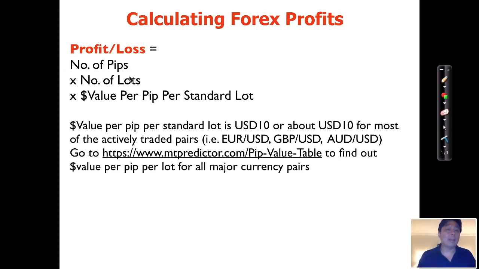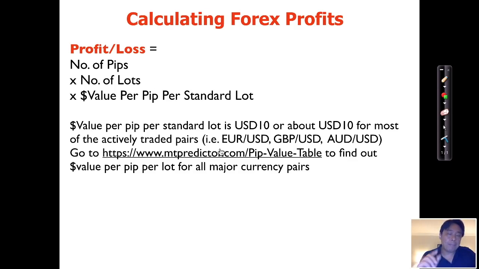So you understand the number of pips, right? 20 pips, 100 pips, right? You understand the number of lots, right? So one lot, 100,000, two lots, 200,000, okay? You understand that. Now, what is the meaning of the dollar value per pip? In other words, how much is one pip worth per standard lot, okay? And the answer is this. The dollar value per pip for each standard lot is usually about $10, okay? For most of the actively traded pairs like Euro USD, Pound USD, and Aussie USD, okay?